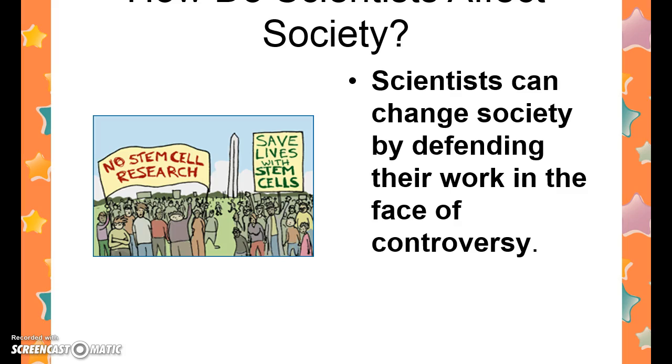Scientists can change society by defending their work in the face of controversy. Stem cell research is a huge ethical issue that causes conflict right now in the United States. There's a whole group of people that say, no way, we should not do stem cell research, and they have very valid reasons, ranging from religious, philosophical, and moral, to some other scientists that say, hey, we could save a lot of lives if we did stem cell research.